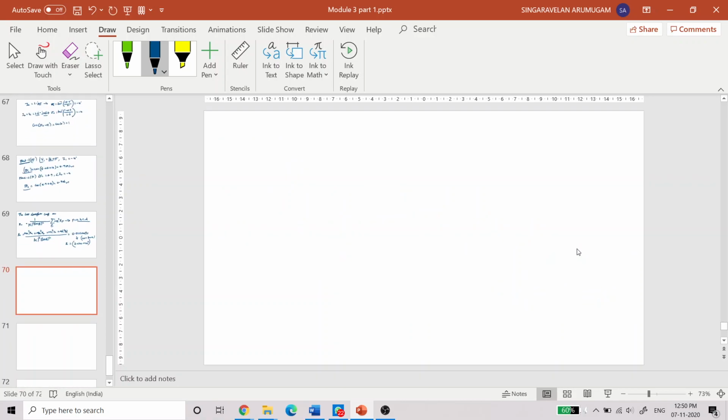Similarly, we know the formula for B22. B22 is nothing but 1 divided by V2 square and cos phi 2 the whole square, and then summation of MP2 square and RP is equal to. So substitute all the values here also.